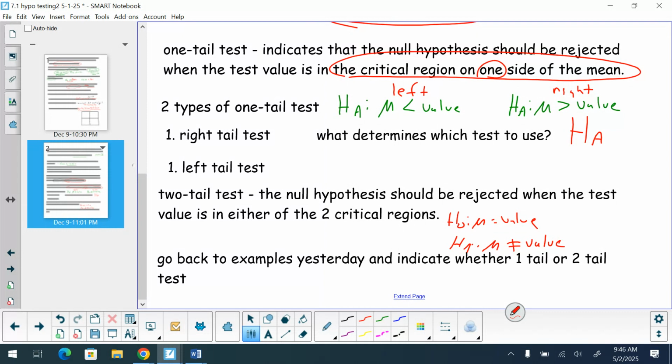Okay, if we go back to our notes from yesterday, on the backside, we stated the null and alternative hypothesis. We had 6 different scenarios. We didn't do one of the problems because I didn't throw a number in there.